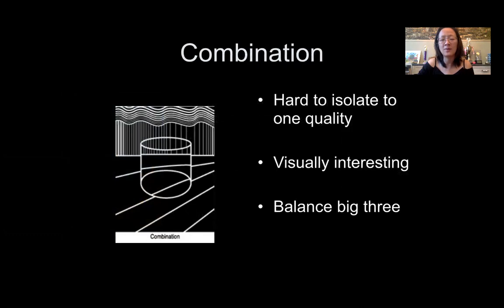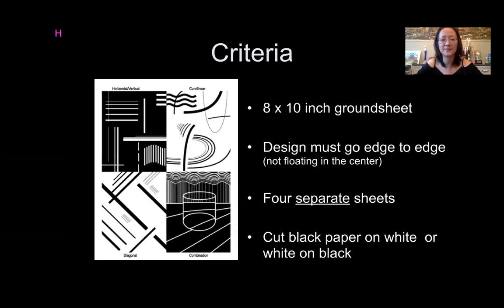When we have all of them combined, basically that's the reality, right? It's hard to isolate one quality in reality. When you step into a room, you see all kinds of lines contoured into shapes. So you want to make your design visually interesting. You want to balance the big three, which is what? Horizontal, vertical, diagonal, and curved lines.